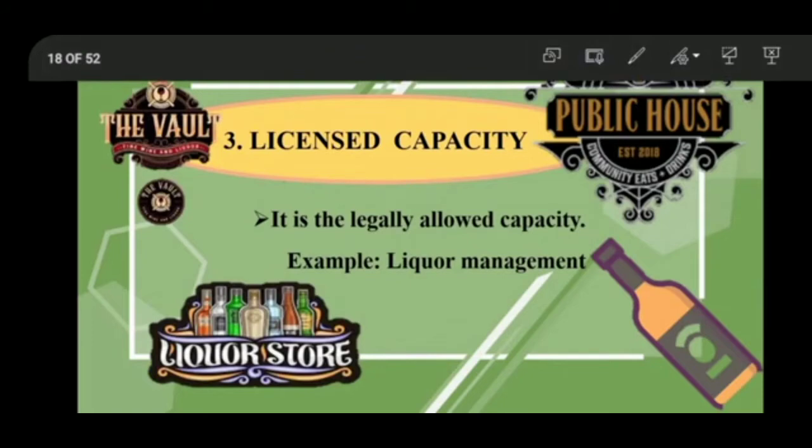License capacity. It is the legally allowed capacity. This denotes the actual capacity licensed by the concerned government authorities. Before starting the actual production, an organization needs to declare such required capacity, which government authorities finally vouch after due inspection of available facilities in the organization. Example: liquor management. Moreover, in reality, a particular organization may obtain higher license capacity, keeping in view the future expansion requirements.